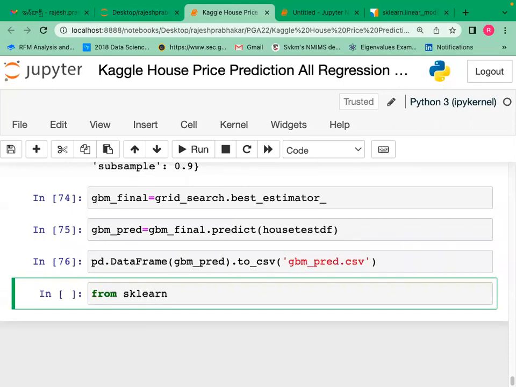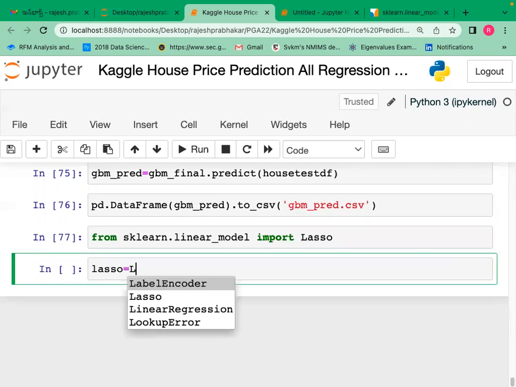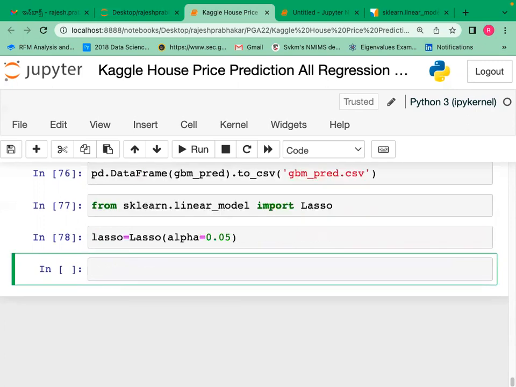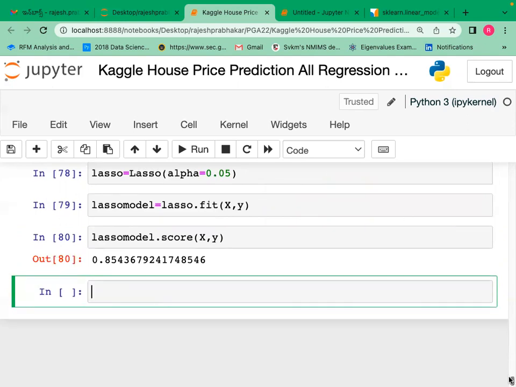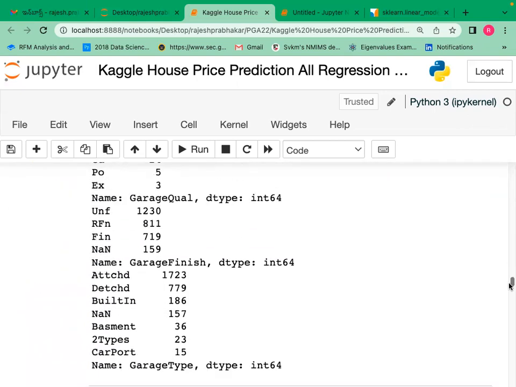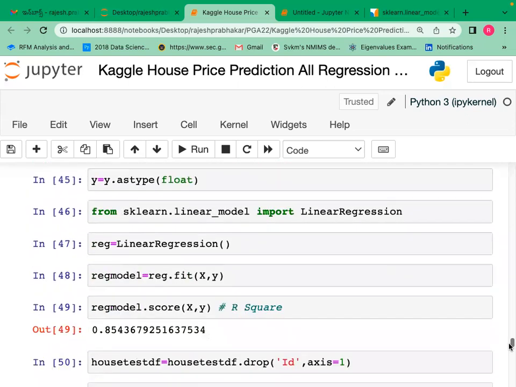From sklearn.linear_model import Lasso. lasso is equal to Lasso, alpha is equal to 0.05. lasso_model is equal to lasso.fit(X, y). lasso_model.score(X, y) gives 85.43679. What was the score we got for regression? No, regression it was less only. Same we got, see?